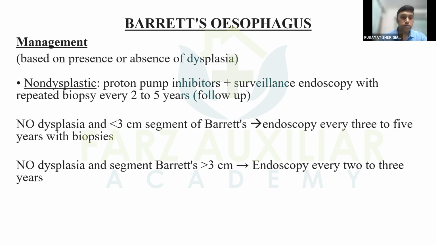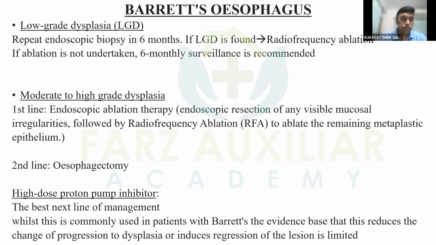Number 2, if you have dysplasia, is it low grade or is it moderate to high grade? If it's low grade, you can repeat endoscopic biopsy in 6 months, every 6 months, and you have to do a radiofrequency ablation. This is the recommended treatment for low-grade dysplasia because it's a pre-malignant condition.